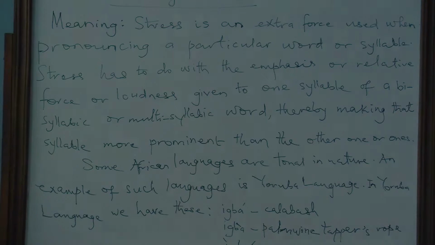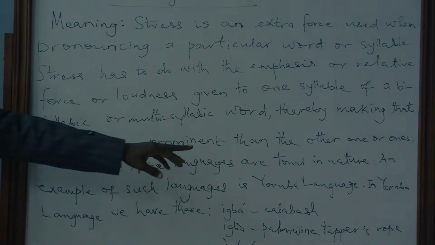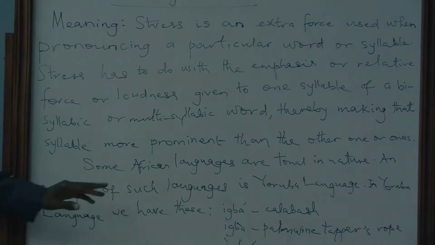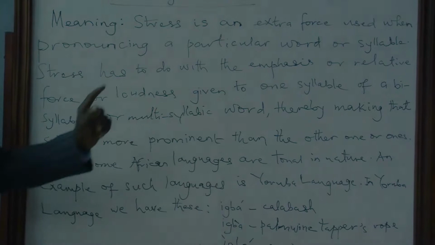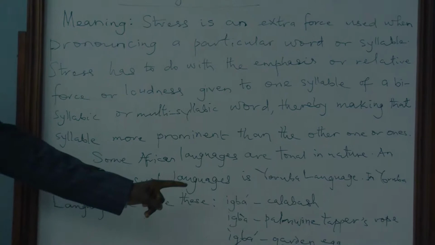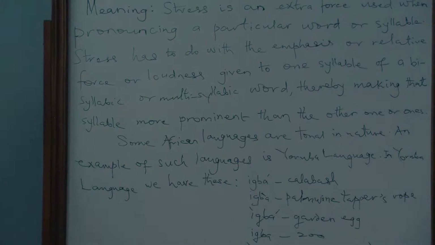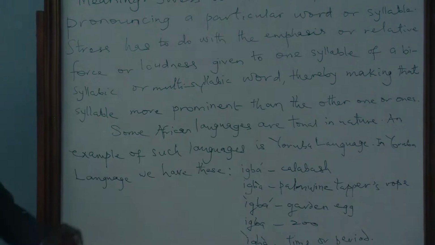That's what I mean. Some African languages are tonal in nature. An example of such languages is the Yoruba language. In Yoruba language, for instance, we have these words. Igba, calabash. Igba, rope. Igba, garden egg. Igba, 200. Igba, time or period. Now, you will find out that there are some marks on some of these words.